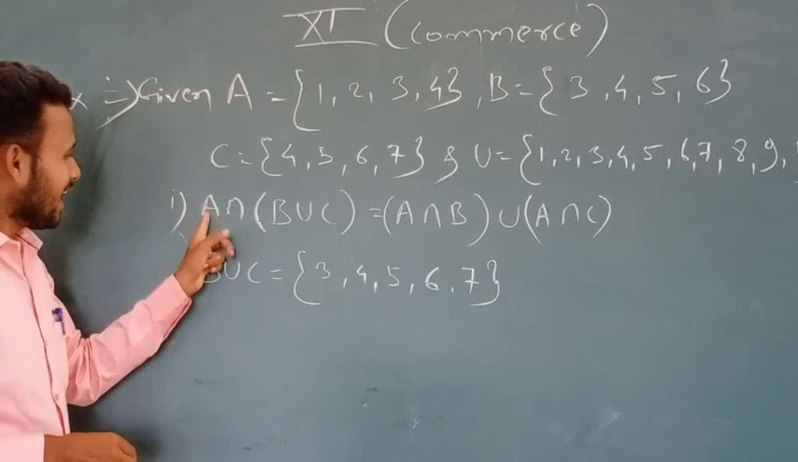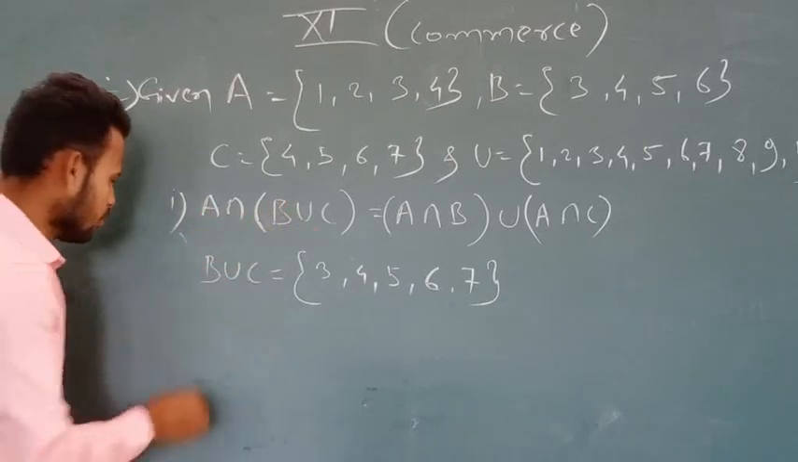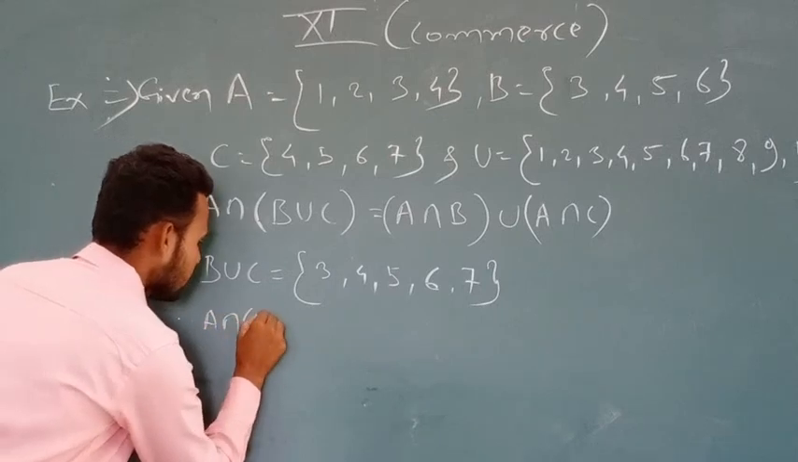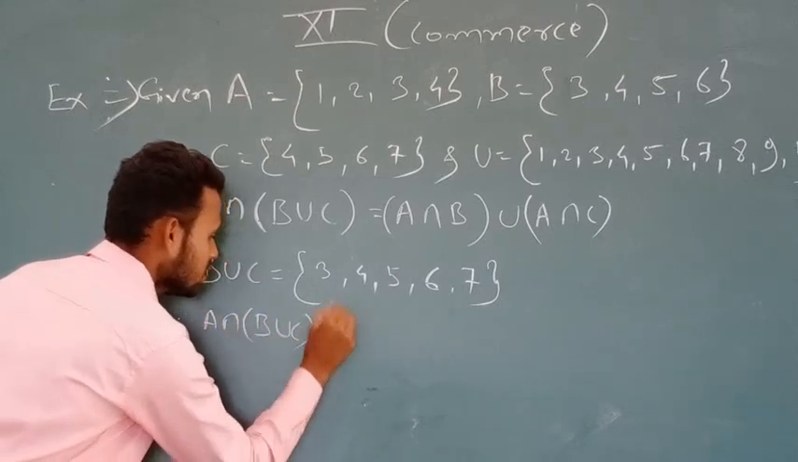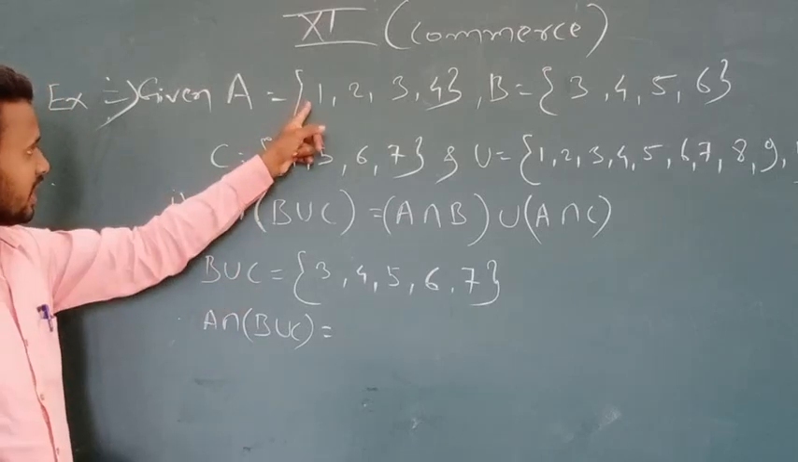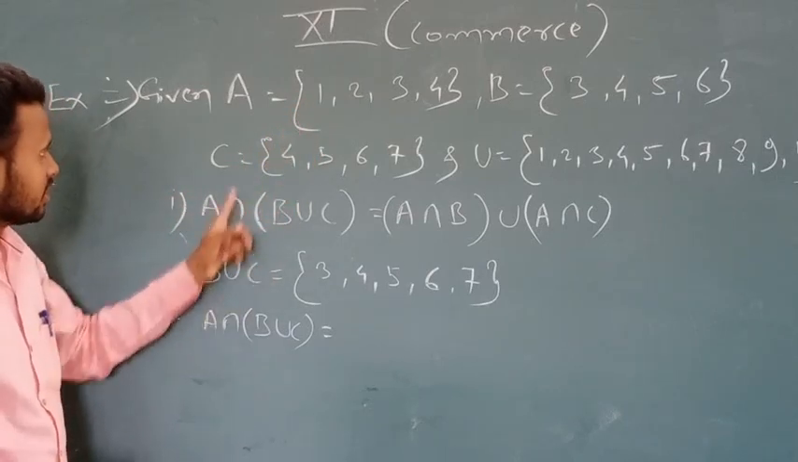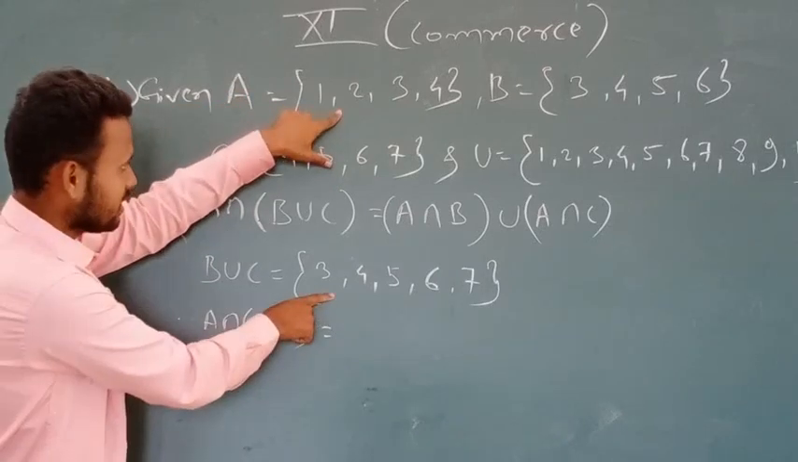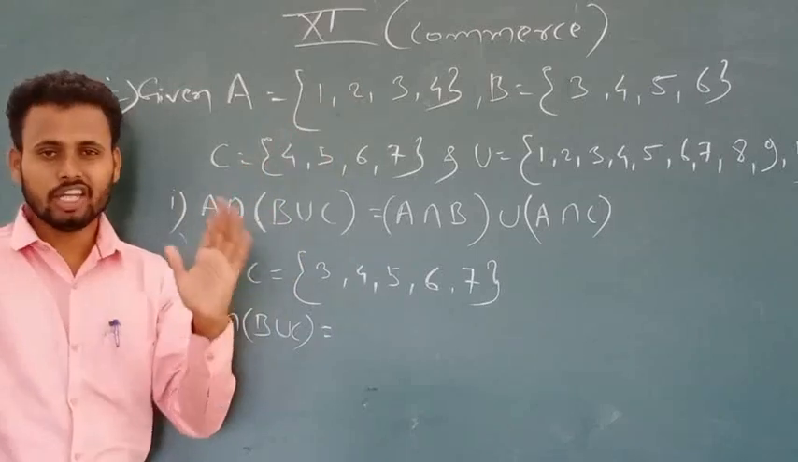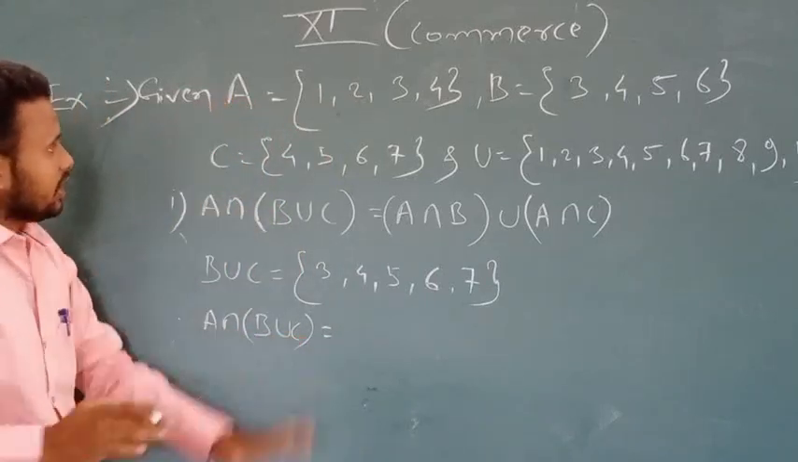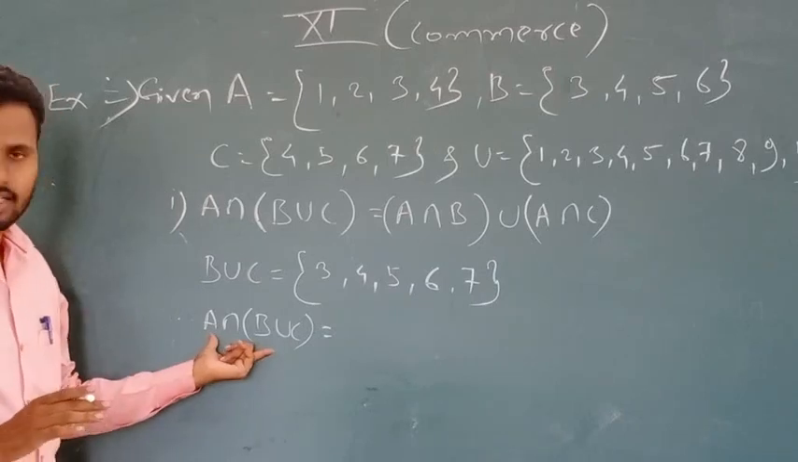Now we take the intersection with B union with C. Therefore, next line, A intersection with B union with C, which is equal to this set A, its intersection with that set. Now, A and B union with C, its intersection, this set and this set. Intersection means what? Common elements between these two sets. Means A and B union with C, the common elements between these two will come in this intersection.